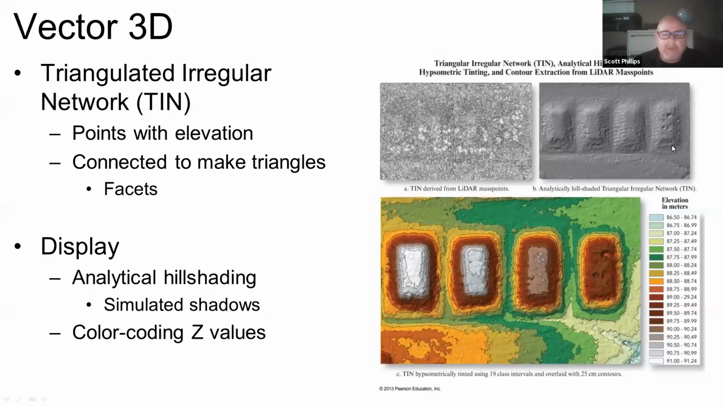But a couple of things we can do. We can apply a hillshade. So an analytical hillshade creates artificial shadows to give you a 3D effect. We've discussed that in class. And here's another way. This is using color coding to show heights. And so the color coding can be used as well.